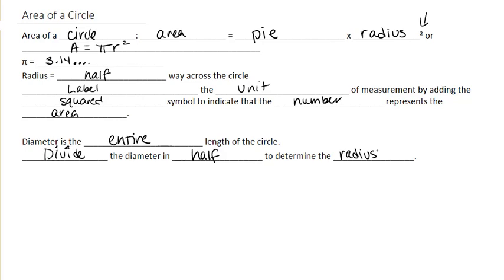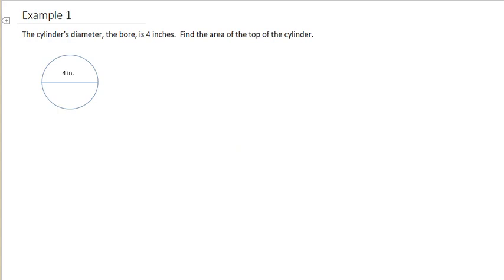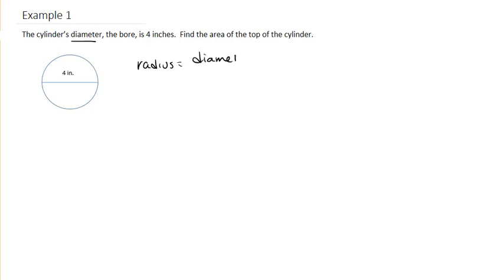So let's look at an example. Example 1. The cylinder's diameter, which is the bore, is 4 inches. Find the area of the top of the cylinder. So to find the radius, we're going to take the diameter and divide by 2. So radius is equal to the diameter divided by 2. So that is 4 divided by 2, which is equal to 2 inches for the radius.